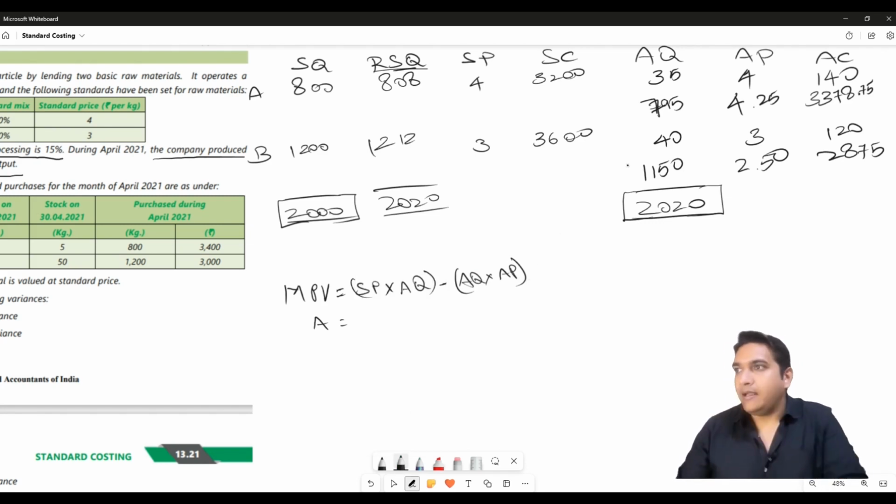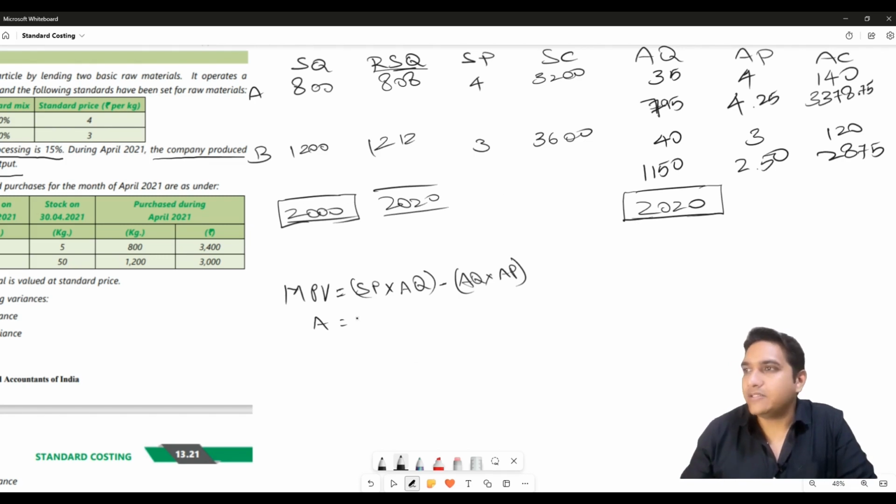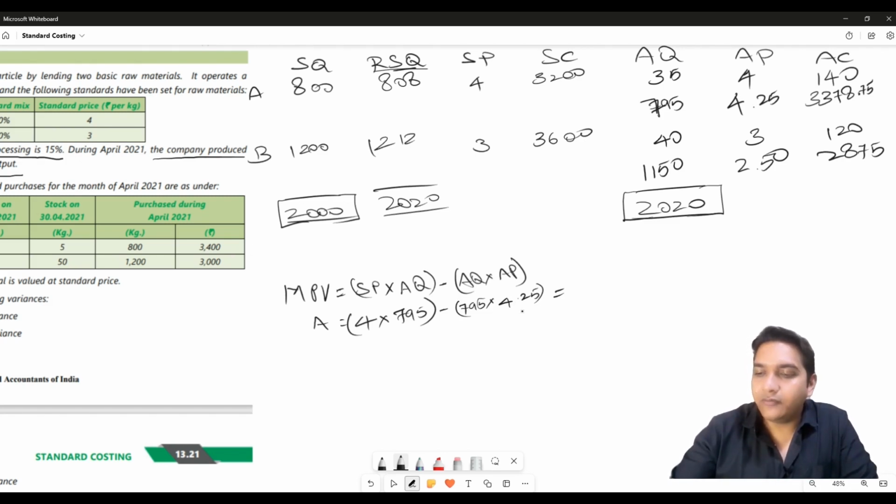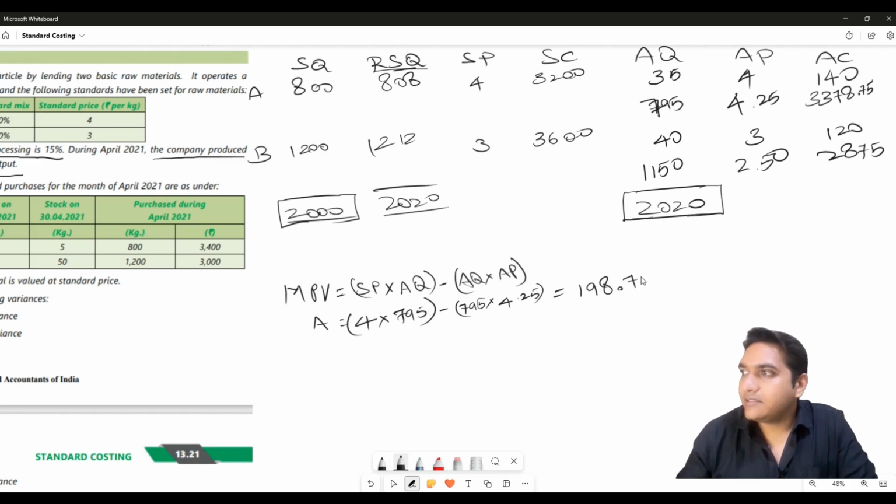Now, we only have to calculate for 795, which is the balance, where we have a different actual price than our standard price. So what is our standard price? 4 multiplied by 795 minus 795 into actual price of 4.25. What do we get? 4 minus 4.25. We have 198.75 adverse.